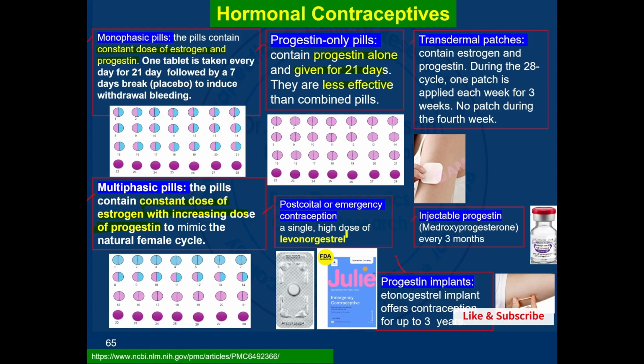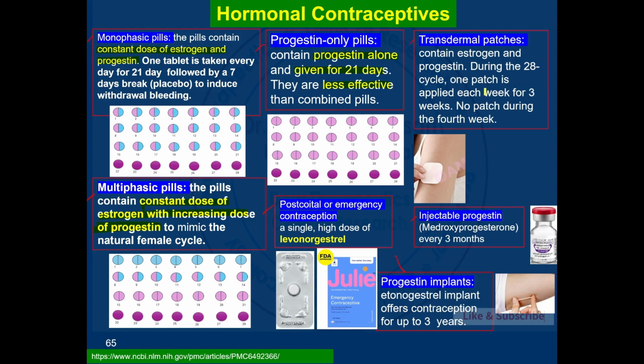Another pill available for the emergency contraceptive, or postcoital emergency contraceptive, is a single dose of levonorgestrel. We have it like Julia here, and we have another one like ulipristal. We are going to speak about that later on.